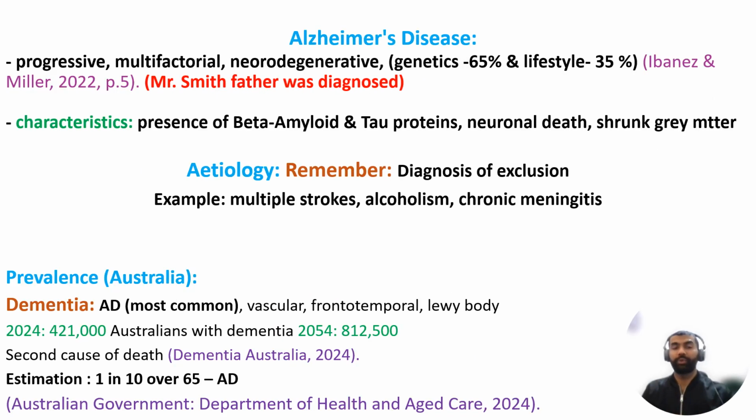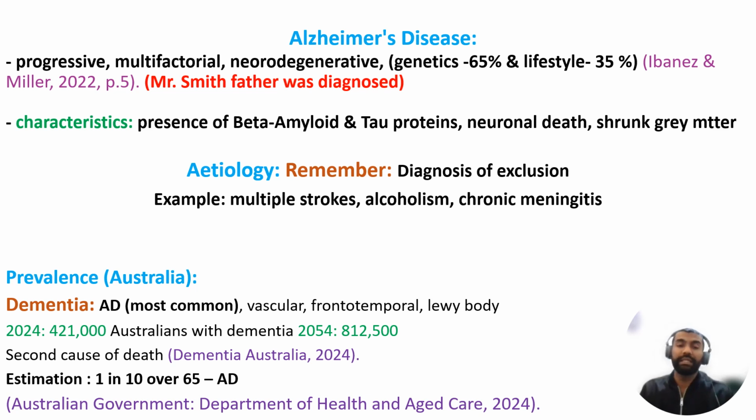Alzheimer's disease is progressive; it worsens with time, with quite a few causes contributing, which is why it's called a multifactorial disease. It's a neurodegenerative disease, which means the neurons in your brain are dying. So you will find beta amyloid plaque and tau proteins in your brain, which cause neuronal death, as a result, shrunken gray matter. Now, if there is no reason that can be found for dementia, then the individual falls in the category of Alzheimer's disease, which is why it's called the diagnosis of exclusion.